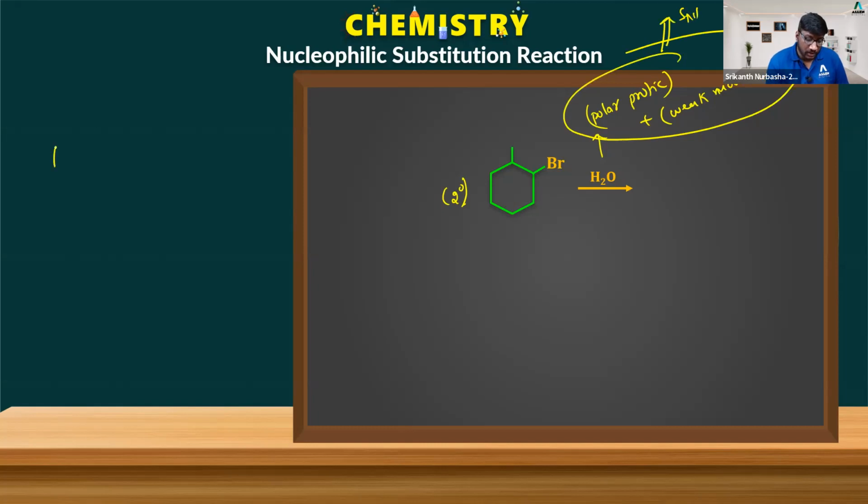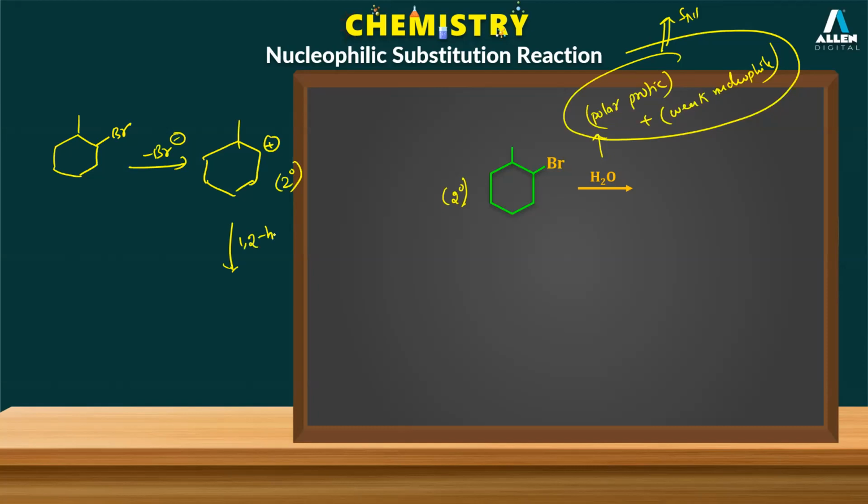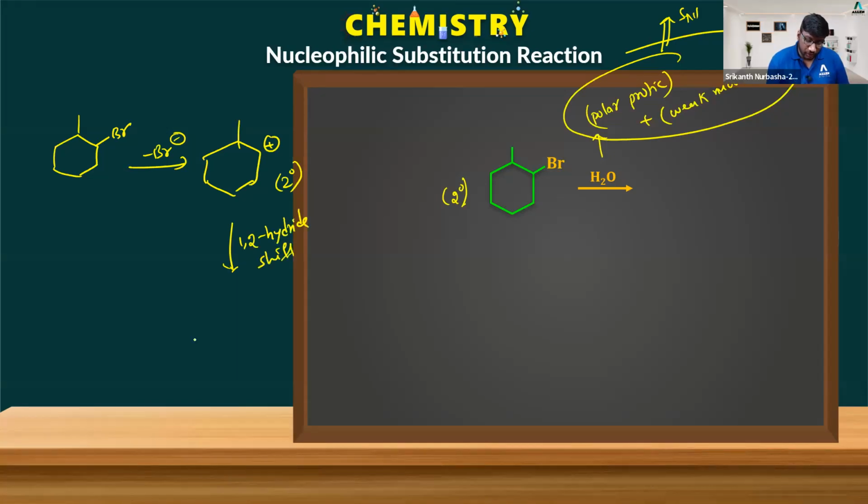SN1 means what happens? Whatever the alkyl halide we have considered, that will undergo loss of bromide ion first to form a carbocation. So what type of carbocation is this? Secondary carbocation. It will undergo a 1,2 hydride shift to form a tertiary carbocation. This tertiary carbocation will be attacked by water.